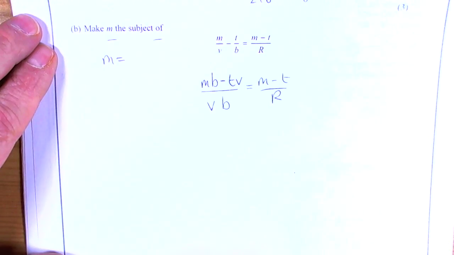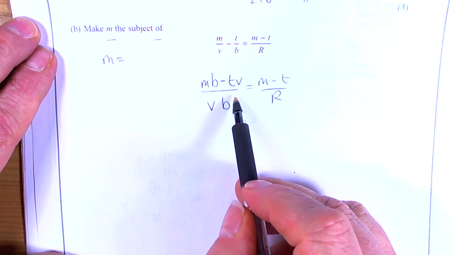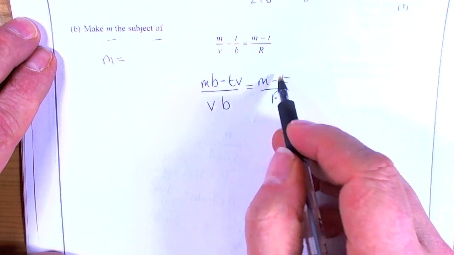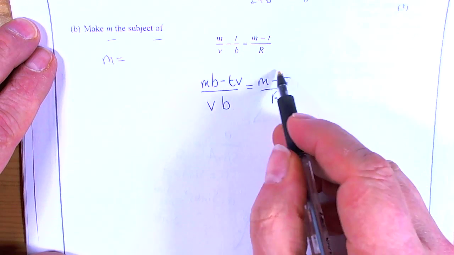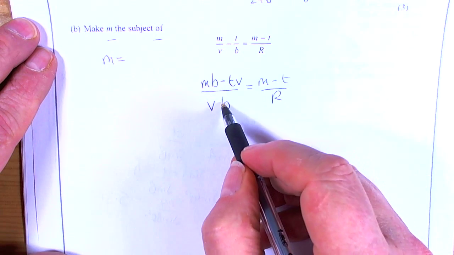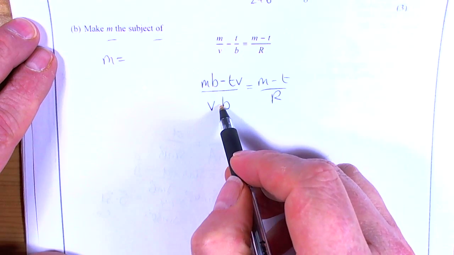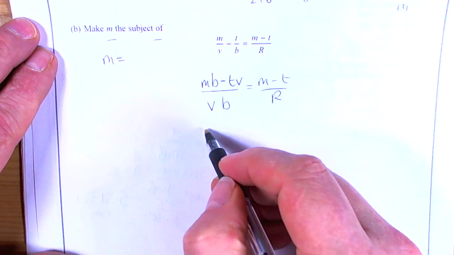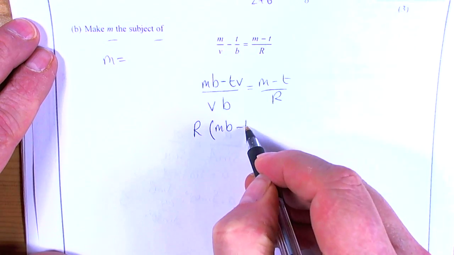We've then got to manipulate this to make it all work out. So the easiest way to do this is times out the denominators. So if I times by R, then that'll end up being R over R, which cancels to 1 to leave that, but then I must multiply the other side by R as well to make it balance. And the same again, if I times by VB, then VB divided by VB is 1, so that'll leave us with that, but I'll have to times this by VB. So basically we end up with R bracket MB minus TV.